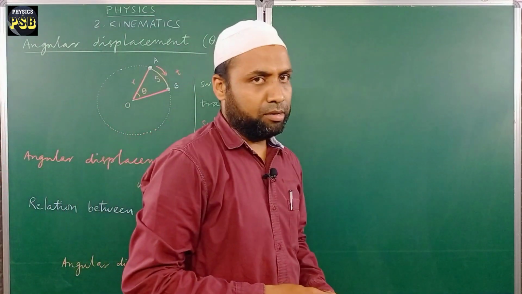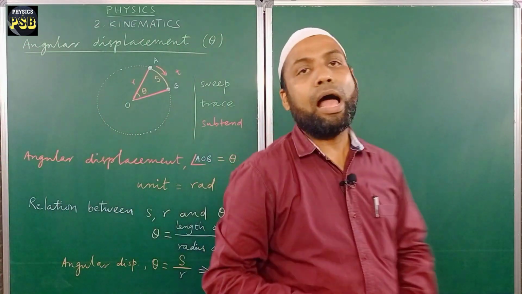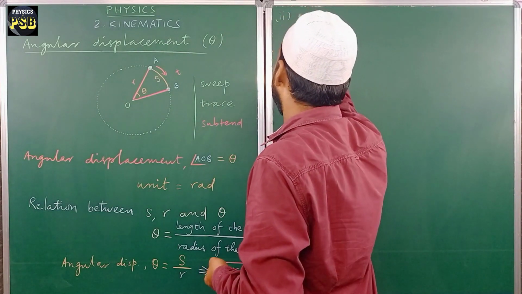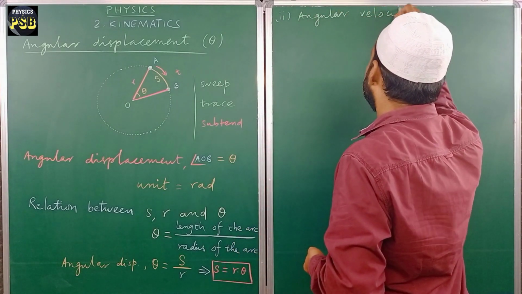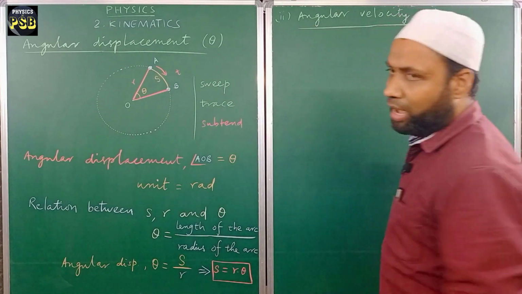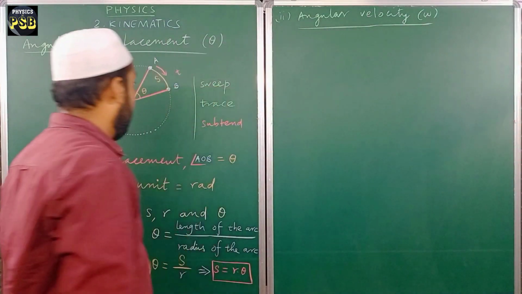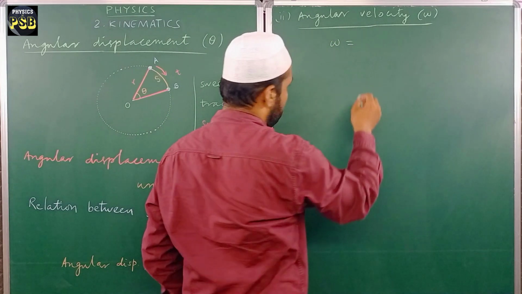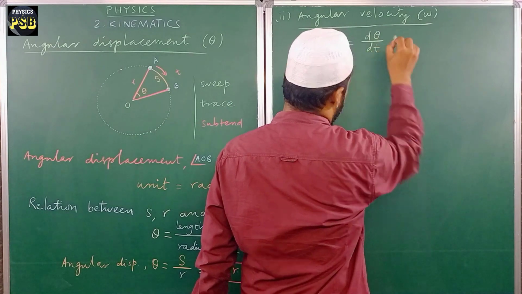The next very important parameter related with the circular motion is angular velocity. Angular velocity is represented by letter omega, and it is nothing but the rate of change of angular displacement. What is omega? Omega is actually the rate of change of angular displacement.